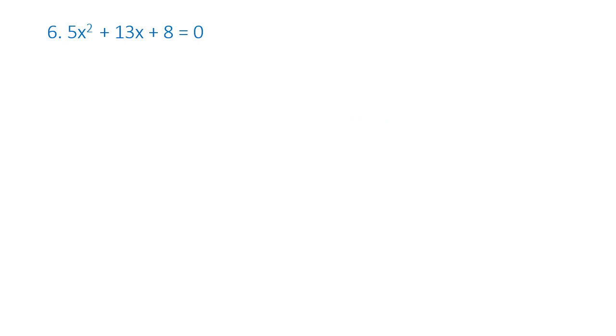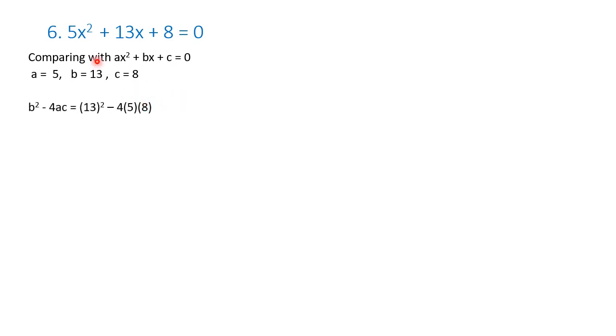This is the sixth sum that we have. So the method remains the same again. We are going to compare it with ax square plus bx plus c. So when we compare with ax square plus bx plus c, as you can see, a is 5, b is 13 and c is 8. Okay, so that's what we have written here, and then we find out b square minus 4ac. So b is 13, minus 4 into 5 into 8. So 13 square is 169. 4 5s are 20, 20 8s are 160. So 169 minus 160 is equal to 9.